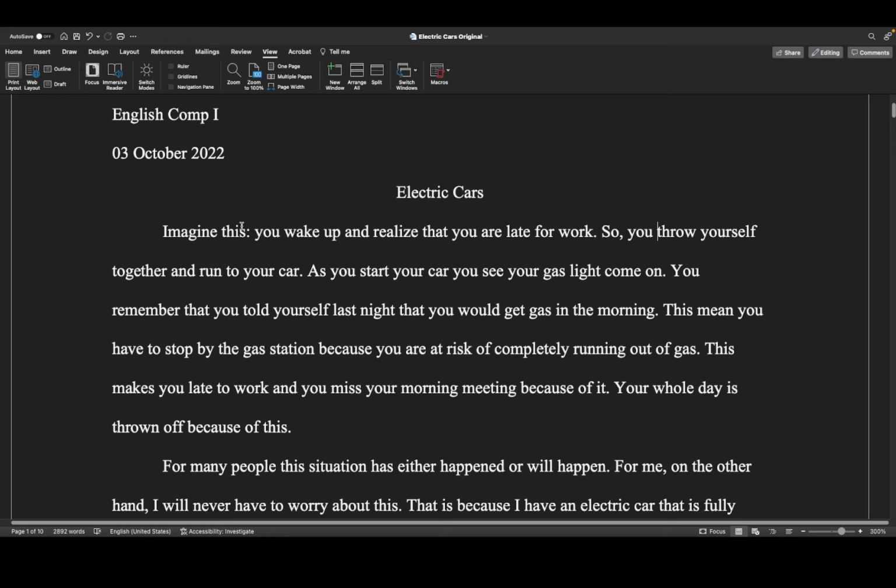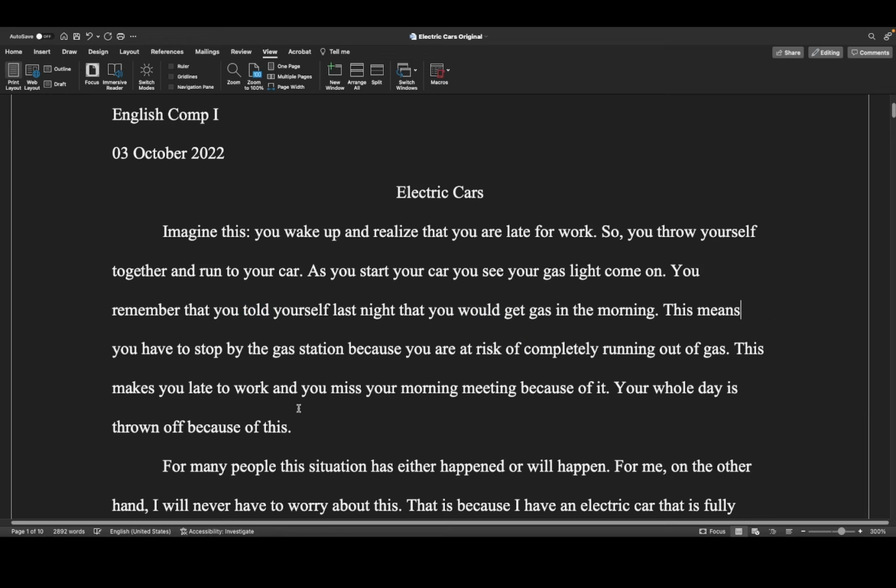As you start your car, you see your gas light come on. You remember that you told yourself, now look here, this is the same kind of logical thing, but this is done correctly this time. You remember, and so memory is all about the past, right? We can't remember the future. There's probably a sci-fi movie about it, or you're Merlin, right? So we remember the past, and because we're referring to the past, we have our past tense verbs here, right? You told and you would get, right? Perfect. Okay, this mean? No, we need this means.